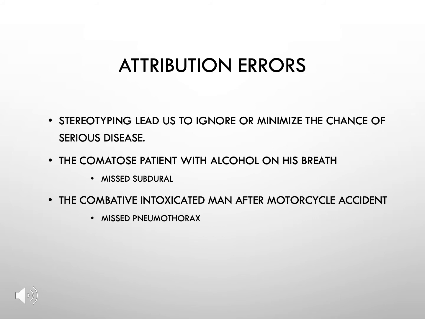Attribution error is when we stereotype, and you'll notice that there's a lot of overlap of these categories of error here. For example, the patient is comatose because he's got a load of alcohol on board. You can smell the alcohol on his breath, and we potentially miss the subdural. And then there's the combative, intoxicated guy who comes in after a motorcycle accident. We assume that the intoxication is the cause of his combativeness, and we don't notice in time that his PO2 is 80, and he actually has a pneumothorax on top of it.